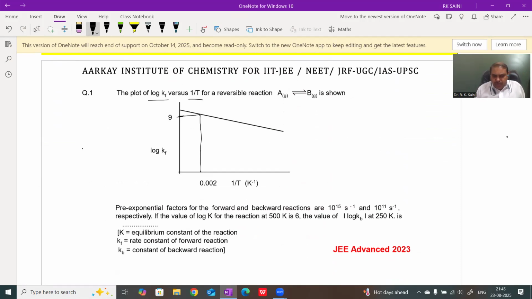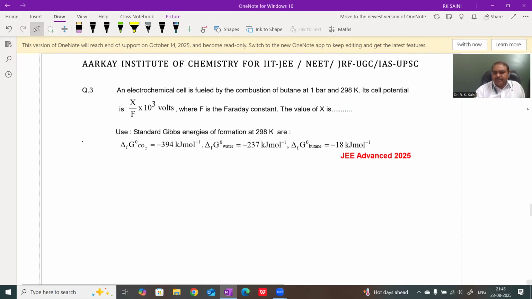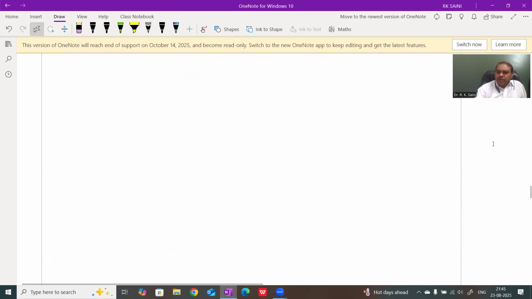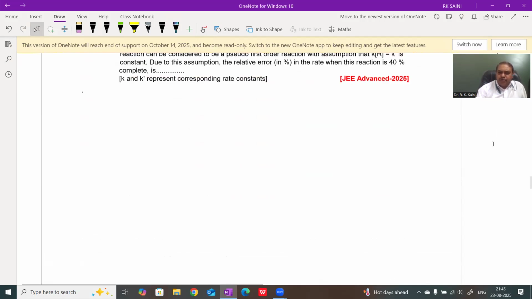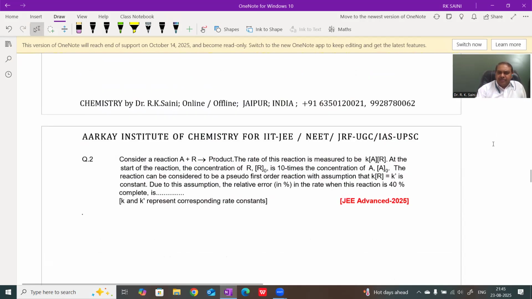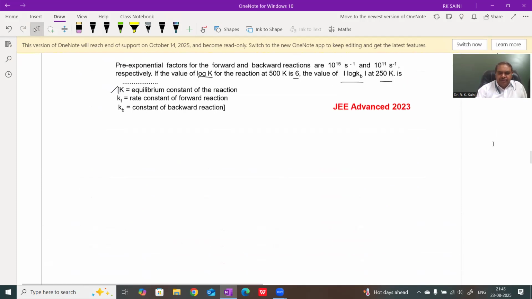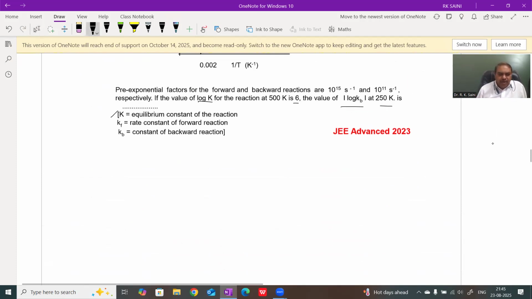The pre-exponential factors of the forward as well as backward reactions are given. The value of log K, meaning the equilibrium constant, is also given at 500 Kelvin, and we find the value of log Kb at 250 Kelvin. Now we use the Arrhenius equation. This equation relates the equilibrium constant and rate constant with temperature. At different temperatures, we find the relation for the rate constants of the backward reaction and forward reaction.